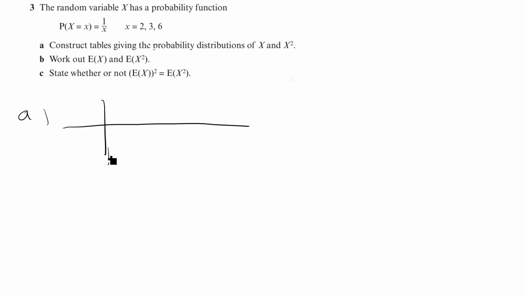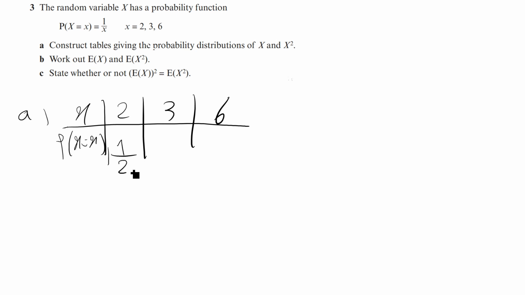For constructing tables, at first we always need to consider two different things. First one is the value, which is usually the value of x, or sometimes the value of x squared. And the second thing is its probability. So here the values are only 2, 3, and 6, and their probabilities are obtained by taking the reciprocal of their x values. So for example, here is a half, a third, and a sixth. Okay, this is part A.